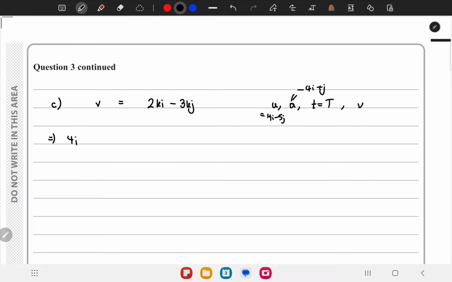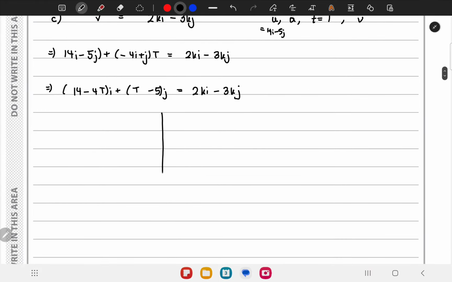So if we put it in u plus at, we'll get 4i minus 5j plus minus 4i plus j times capital T. This is equal to 2ki minus 3kj. If we separate the i and j components, we'll get 4 minus 4t i plus t j minus 5j, which is equal to 2ki minus 3kj. We'll equate the i and j components separately. If we equate the i components, we get 4 minus 4t equal to 2k.